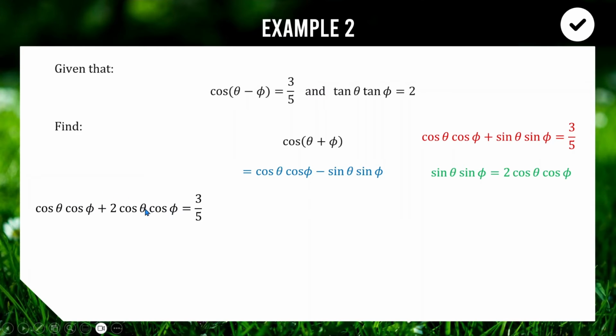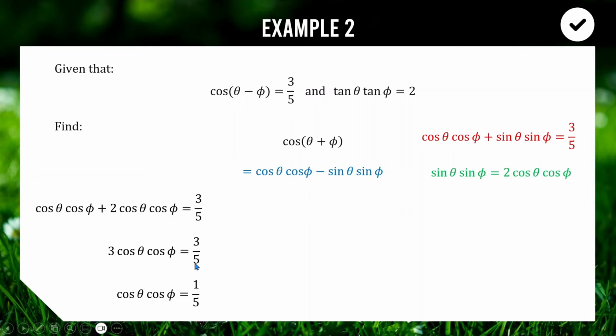This is like x plus 2x. We can write that as 3 lots of cos theta cos phi. Now we can divide both sides by 3 and we get cos theta cos phi is equal to 1/5. And now we're halfway towards our answer in blue. We have cos theta cos phi. All we need now is sine theta sine phi.